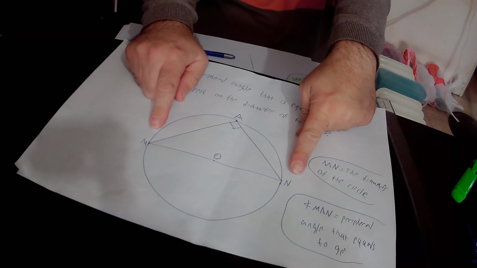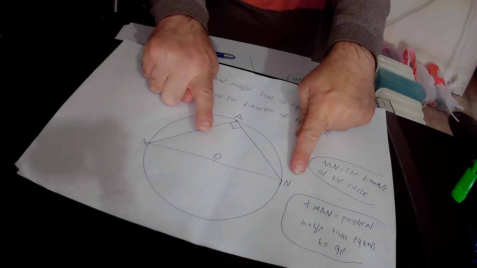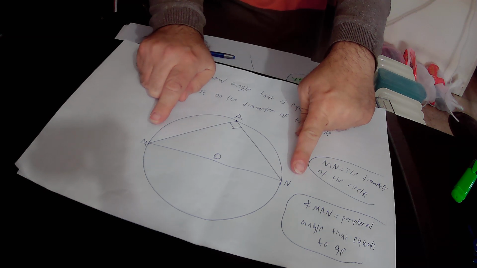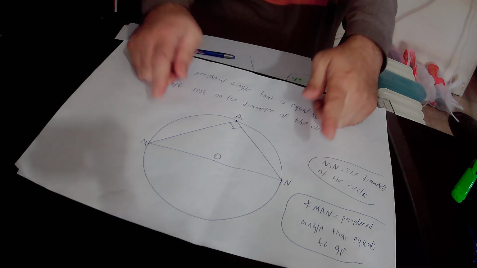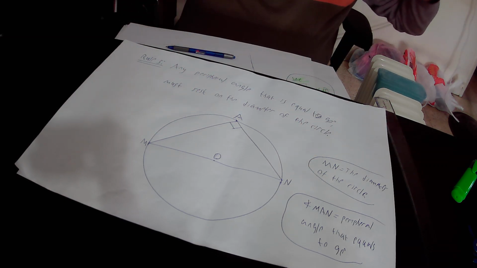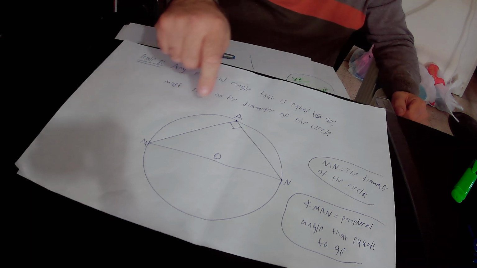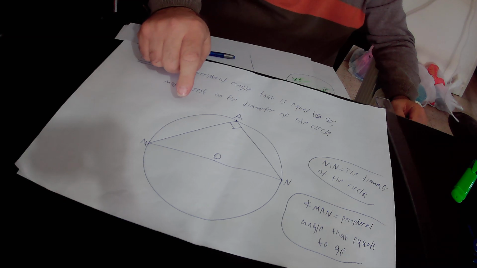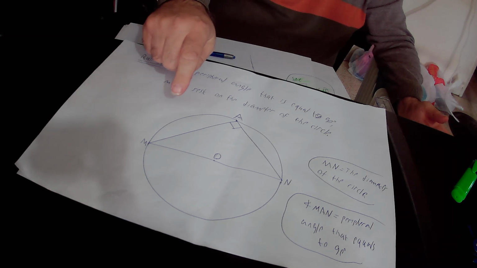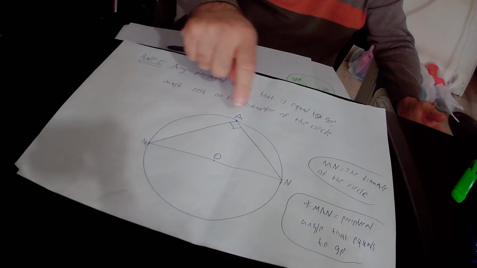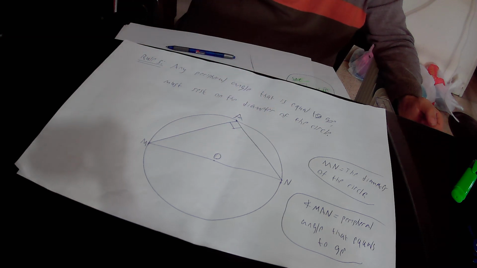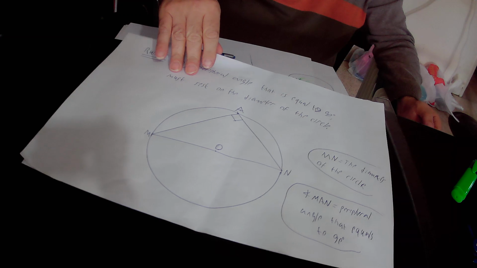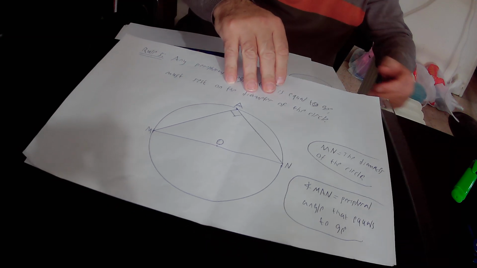Because chord MN passes through point O, the center of the circle, and any chord that passes through the center of the circle must be the diameter of the circle. So whenever you have a peripheral angle equal to 90 degrees, it must rest on the diameter of the circle. Here you can see that the peripheral angle rests on MN, the diameter of the circle. So we can implement rule number 5 in our drawing.